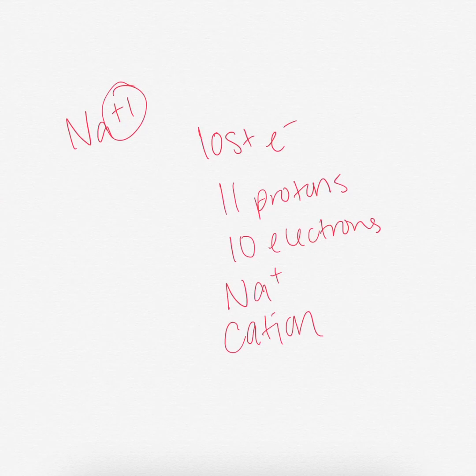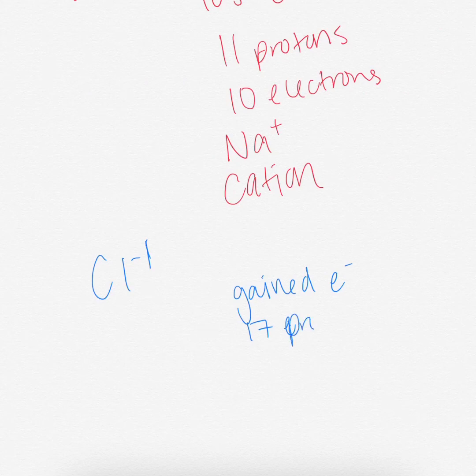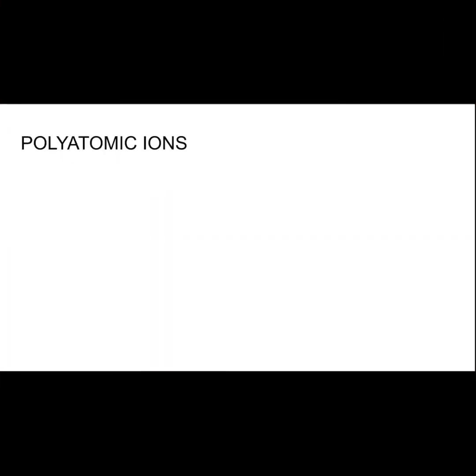Then we have chlorine, so we'll do the same thing. Chlorine is Cl minus 1, that's the charge. If I am negative, that means I gained an electron. So chlorine has, let's see, I think it says 17 protons. If I gained an electron, I now have 18 electrons. My ion is just Cl negative, and that would be an anion because it's negative.